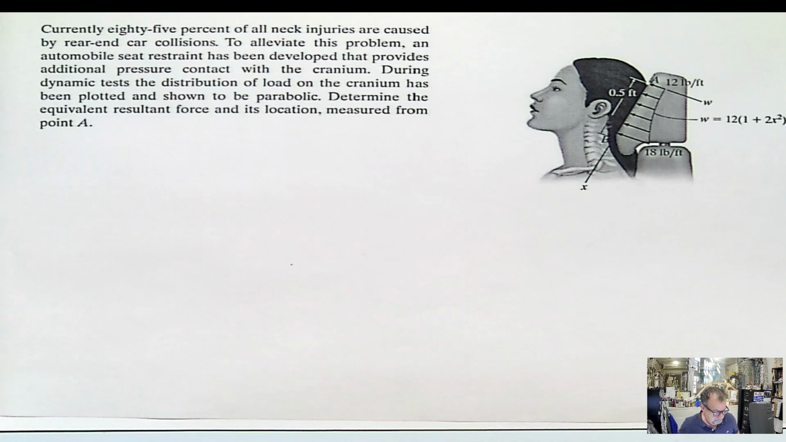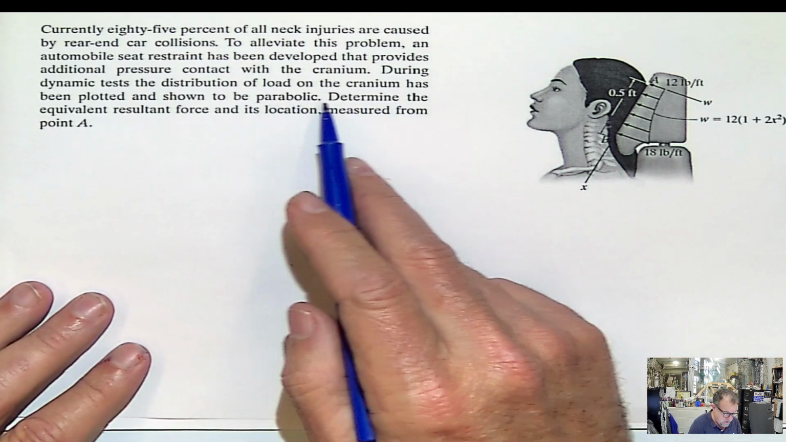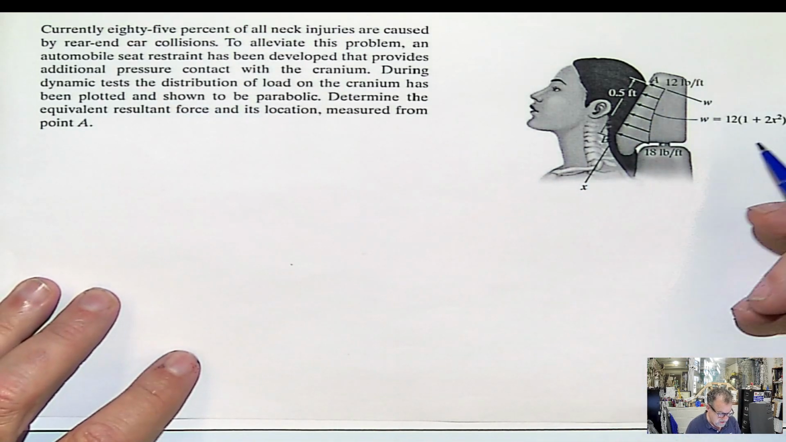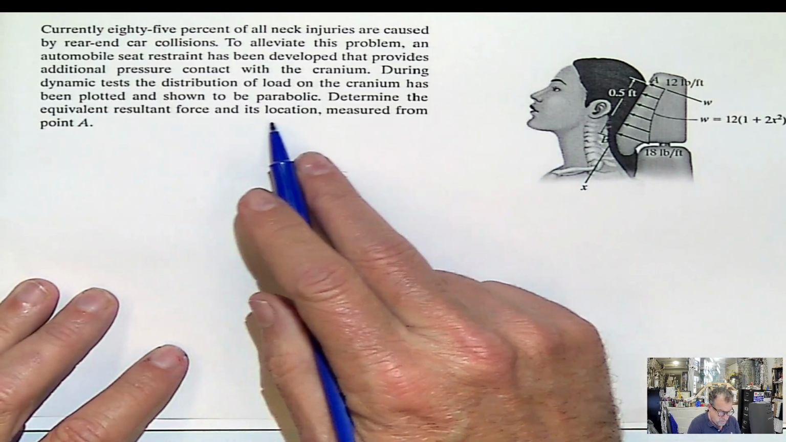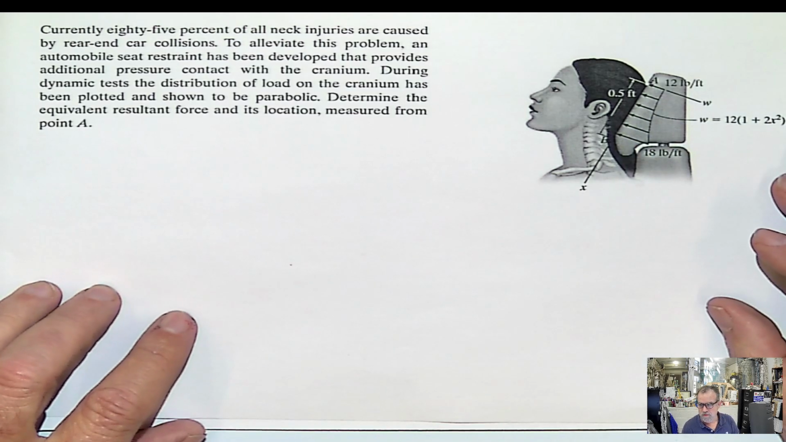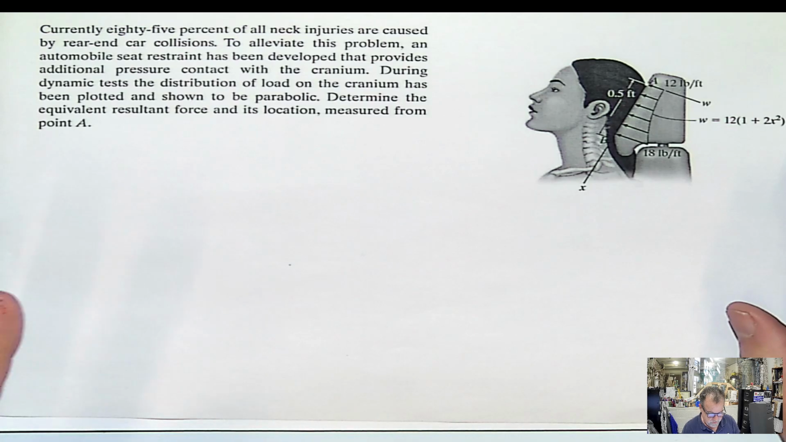This is another problem that in my opinion is kind of out of place, but anyway, the concept is very beautiful. It talks about statistics first: 85% of neck injuries caused by rear car collisions happen in this way. Then the problem tells you that this is the plot of the function that happens there, and determine the equivalent resultant force and its location measured from the point A coming from this type of distribution here. This is beautiful.